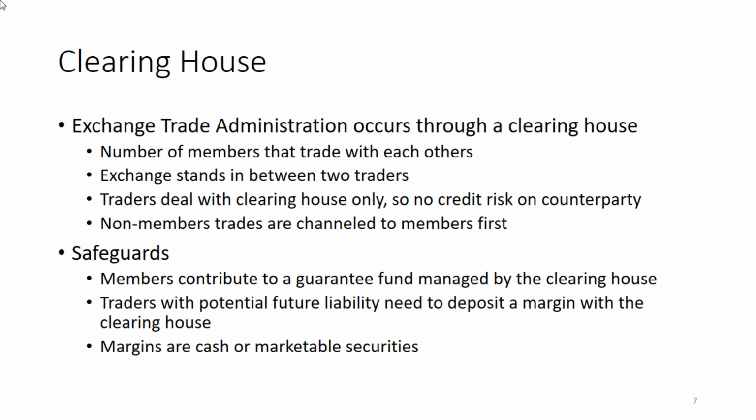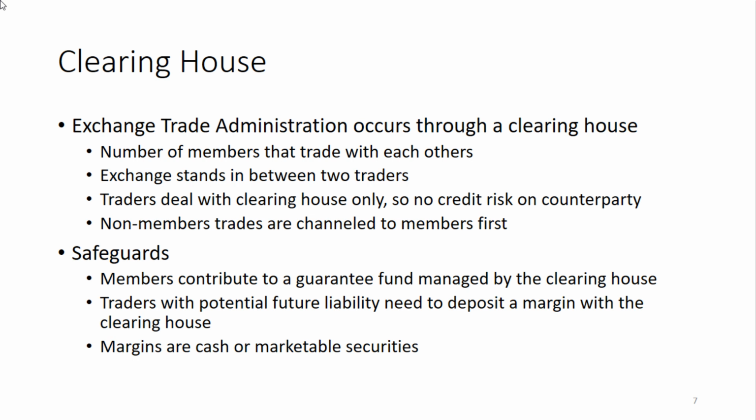That's one element. The second element is that whenever a member wants to execute a trade with the clearinghouse, the clearinghouse will impose a margin which will flow into a margin account with the clearinghouse, which is basically a deposit of cash or marketable securities, which will be earmarked.